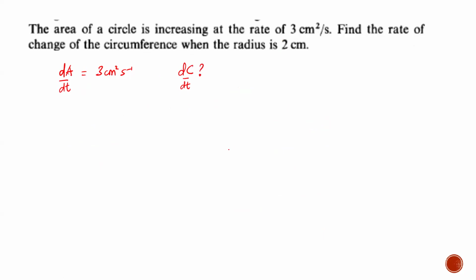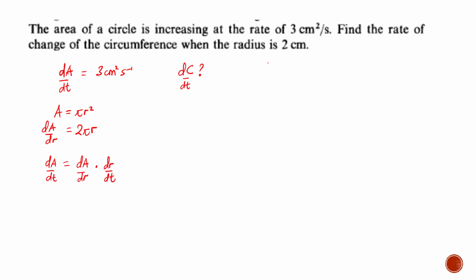Is there an equation that we can use to directly relate the area and circumference? Maybe not, but we know that area is equal to pi r squared, and so dA/dr is 2 pi r. Can we use the dA/dr to find the dr/dt? Well, we can, because dA/dt is equal to dA/dr multiplied by dr/dt.